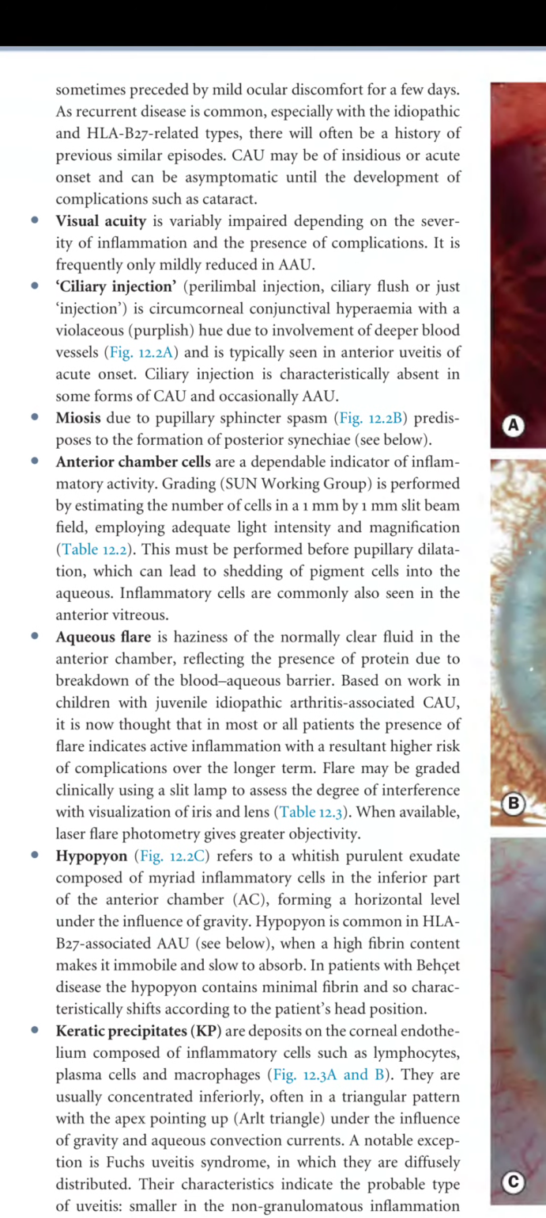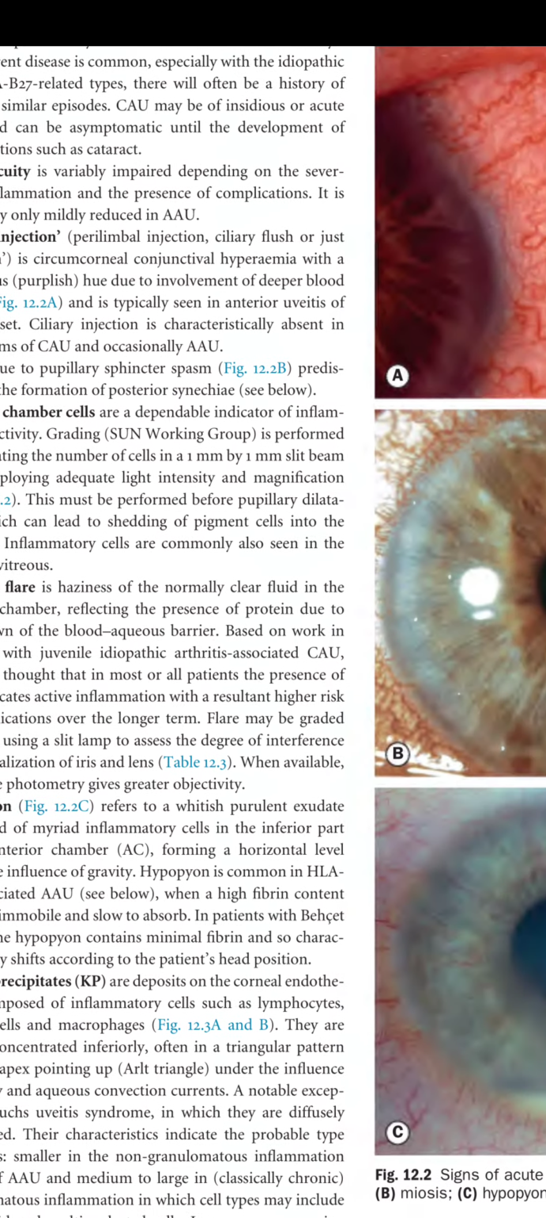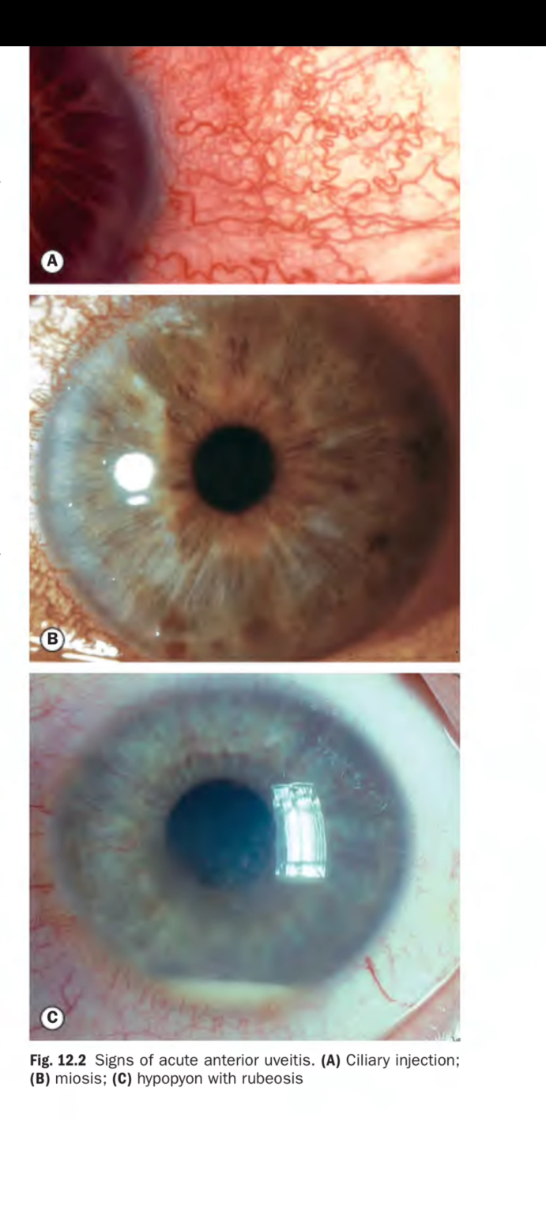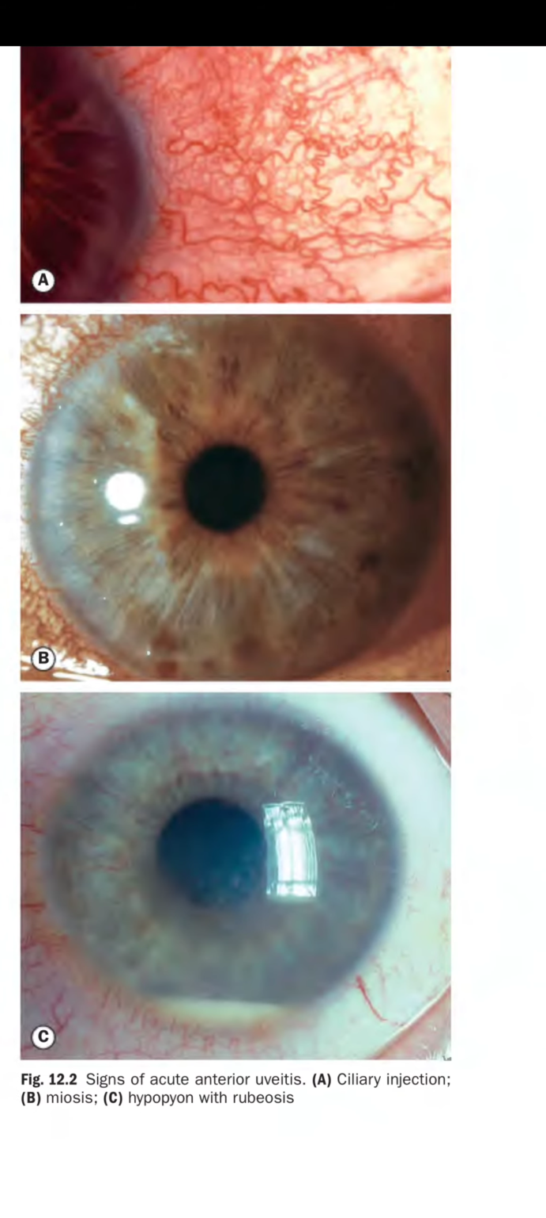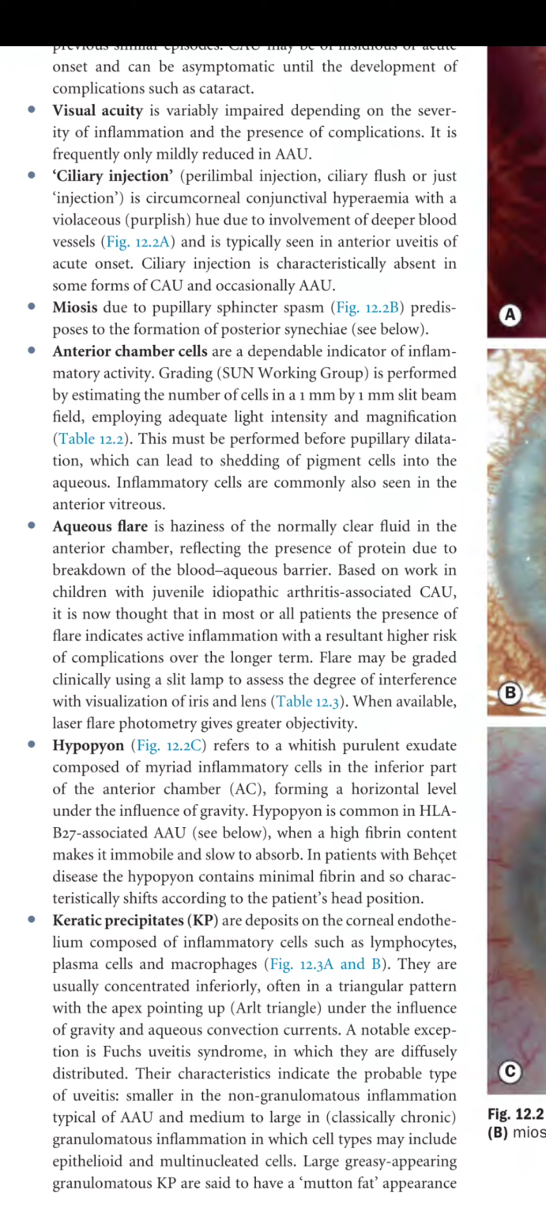Miosis due to pupillary sphincter spasm predisposes to the formation of posterior synechiae. So you can see figure B is showing miosis of the pupil. There can be miosis in a case of acute anterior uveitis. Next is anterior chamber cells, very important.